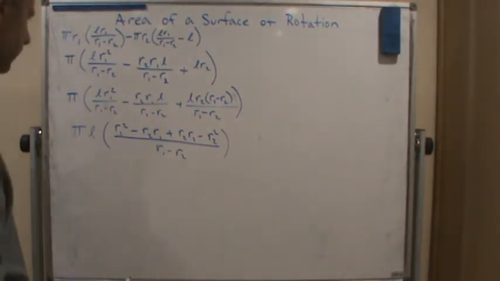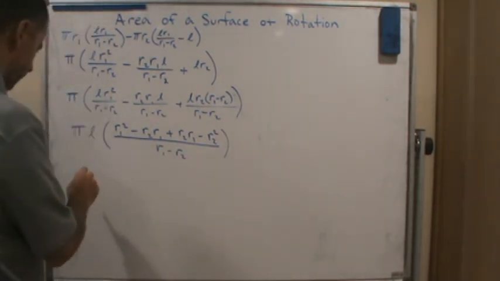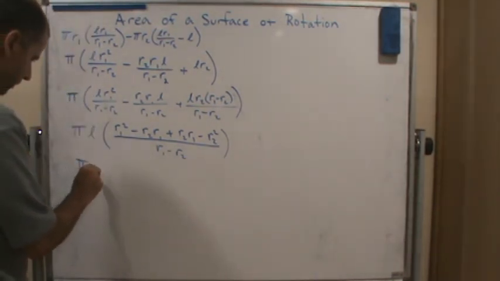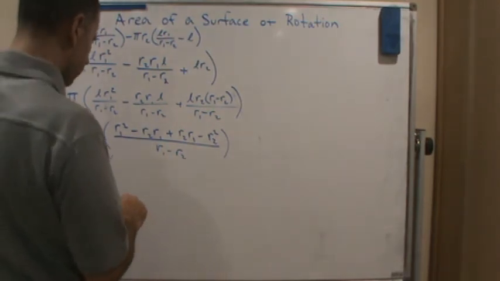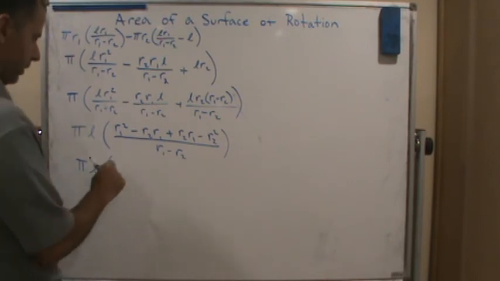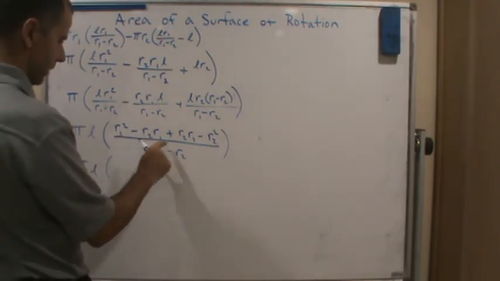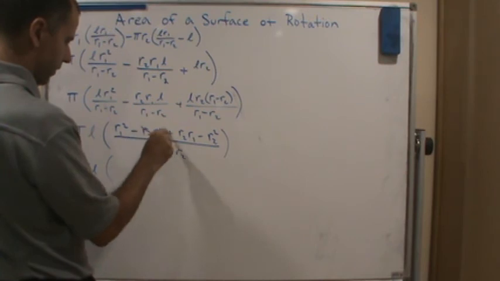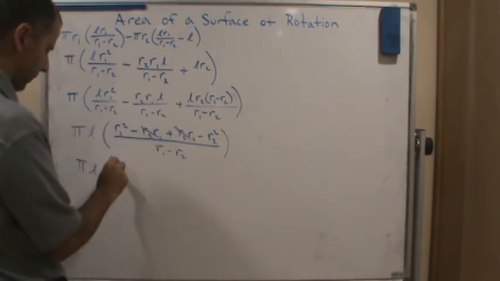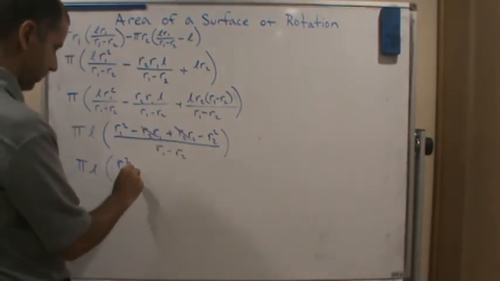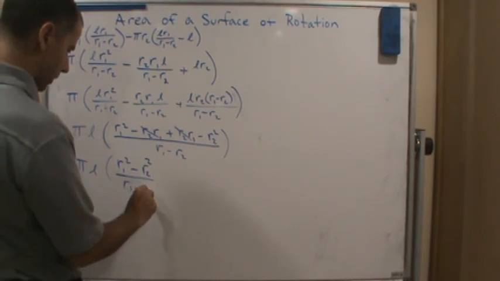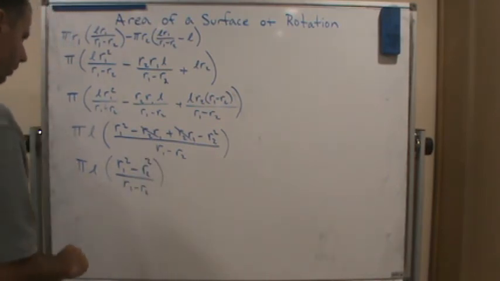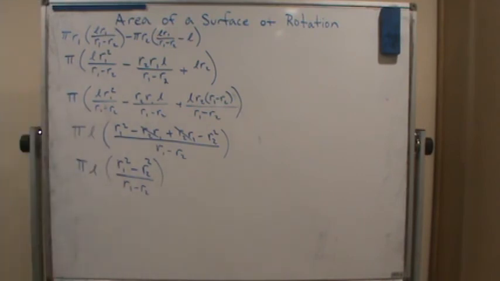Okay, and so let's simplify this. We get pi L. And so what happens here? Well, look at this. We get minus this, and then we plus this. So these are going to go away. So what do we end up with? We end up with R1 squared minus R2 squared. That's interesting. Over R1 minus R2. Okay, well, that's good.